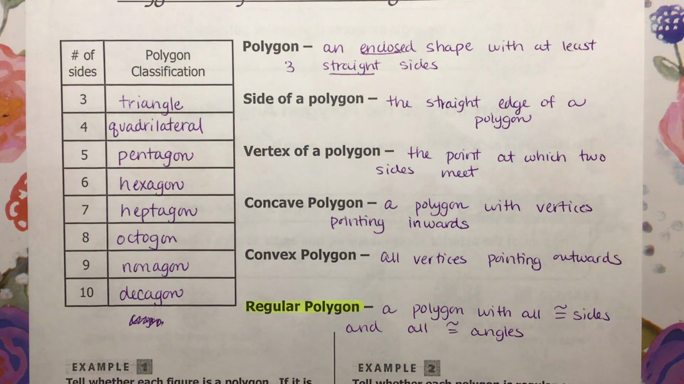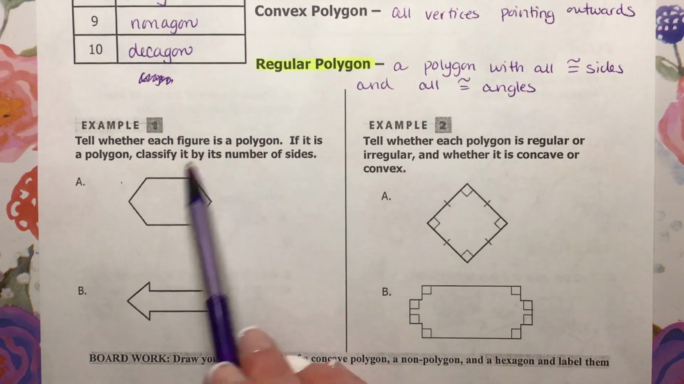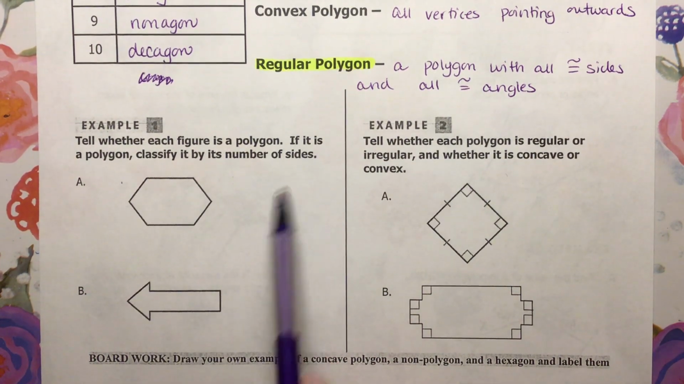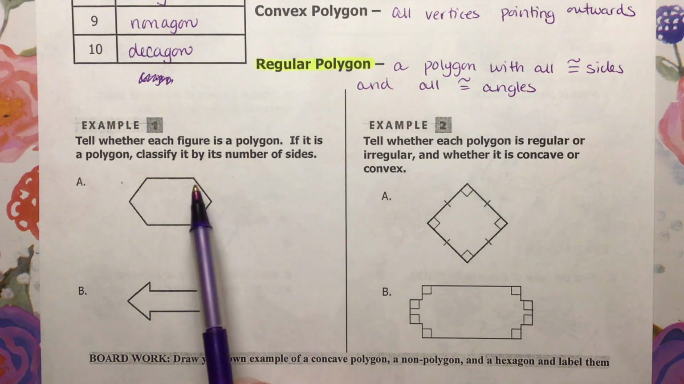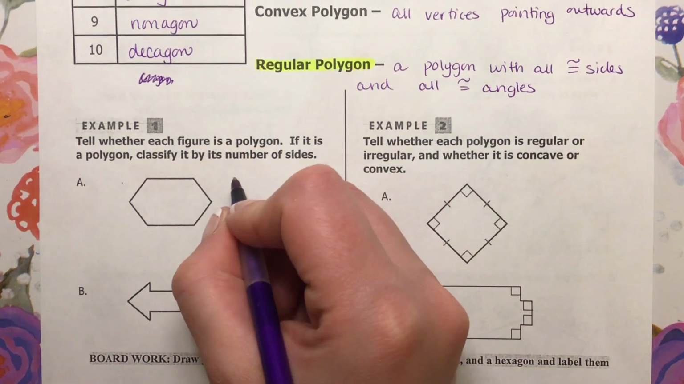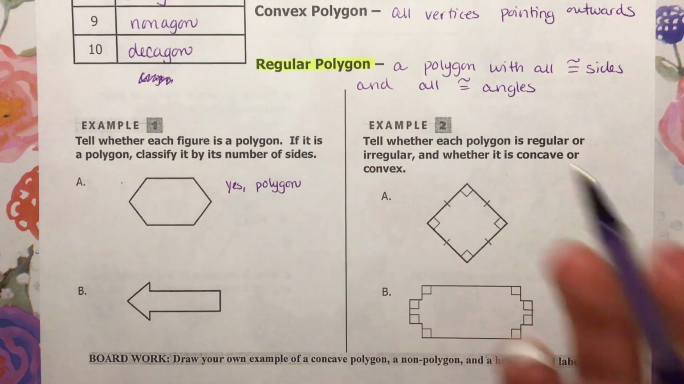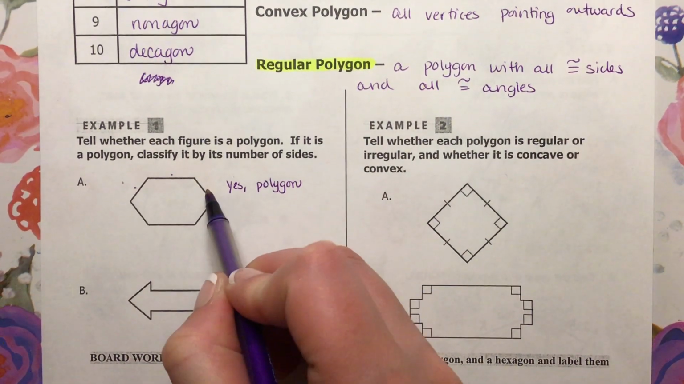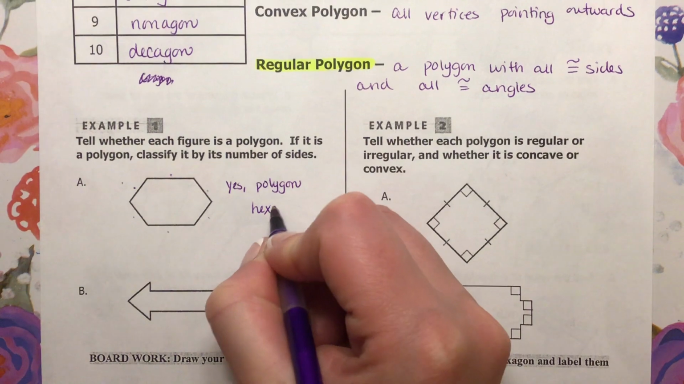So let's start applying these definitions just so we can classify some shapes. In example 1, it says tell whether each figure is a polygon. If it is a polygon, classify it by its number of sides. A polygon has to have straight edges and it has to be enclosed. This right here has all straight edges and it is enclosed, so I'm going to say yes, polygon. Then we just need to count how many sides it has: 1, 2, 3, 4, 5, 6. Because it has 6 sides, it is going to be a hexagon.